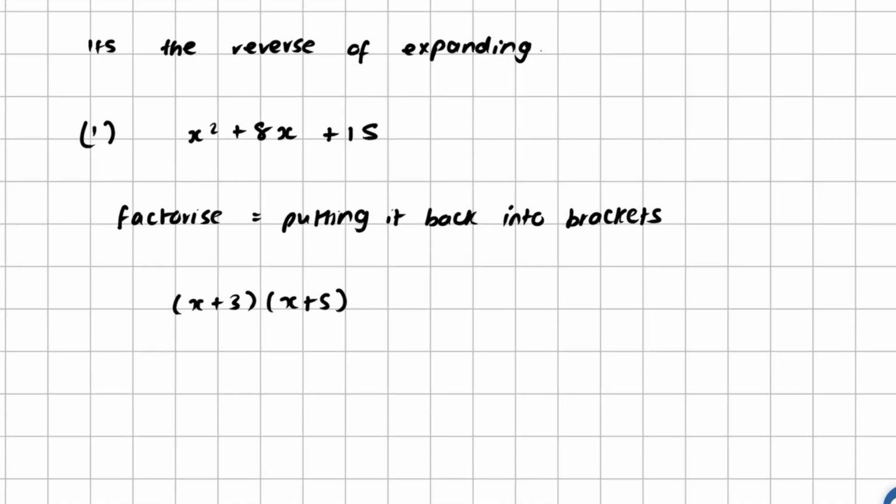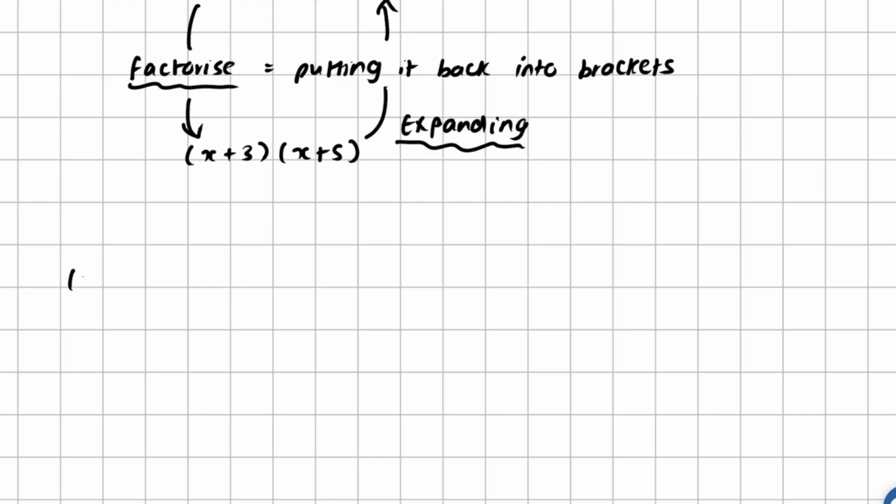So I would say this way, let me do it like that. So that way, going downwards, that's called factorising. And then going back up, this is called expanding, what we just looked at. So let's look at an example. If we had x squared plus 7x plus 12.